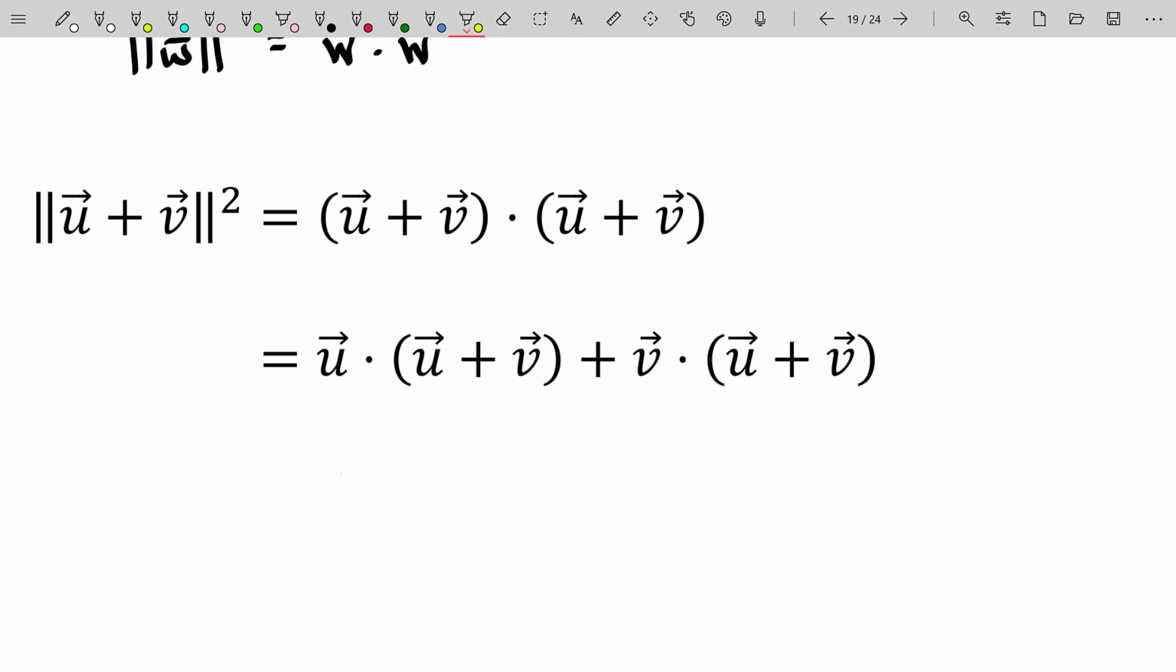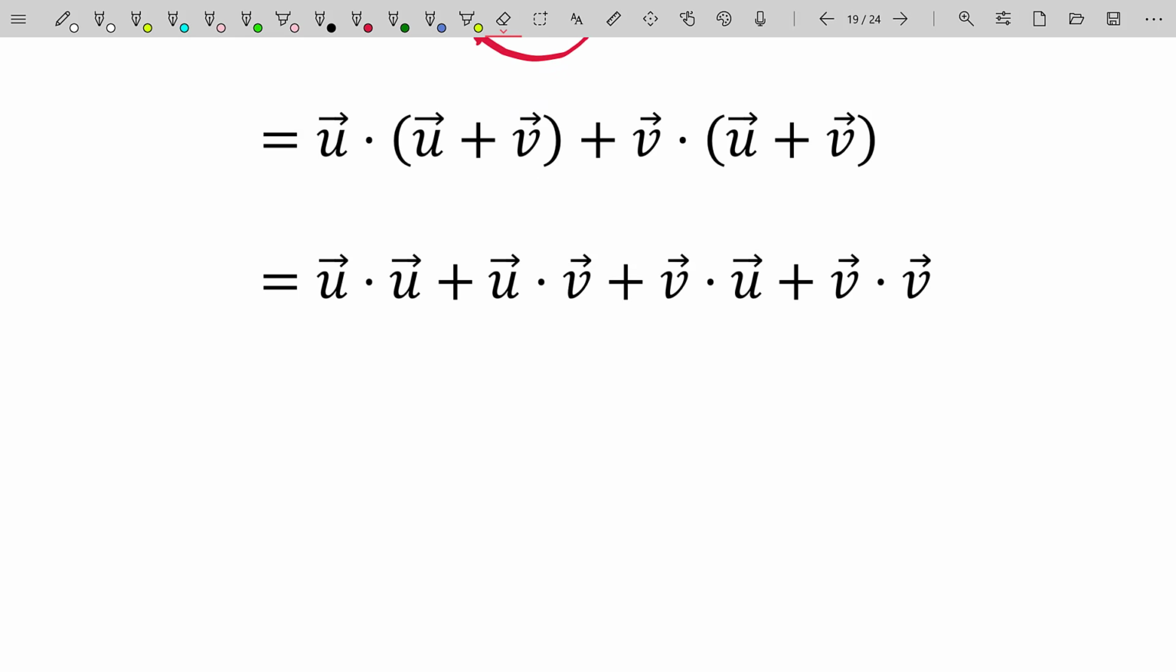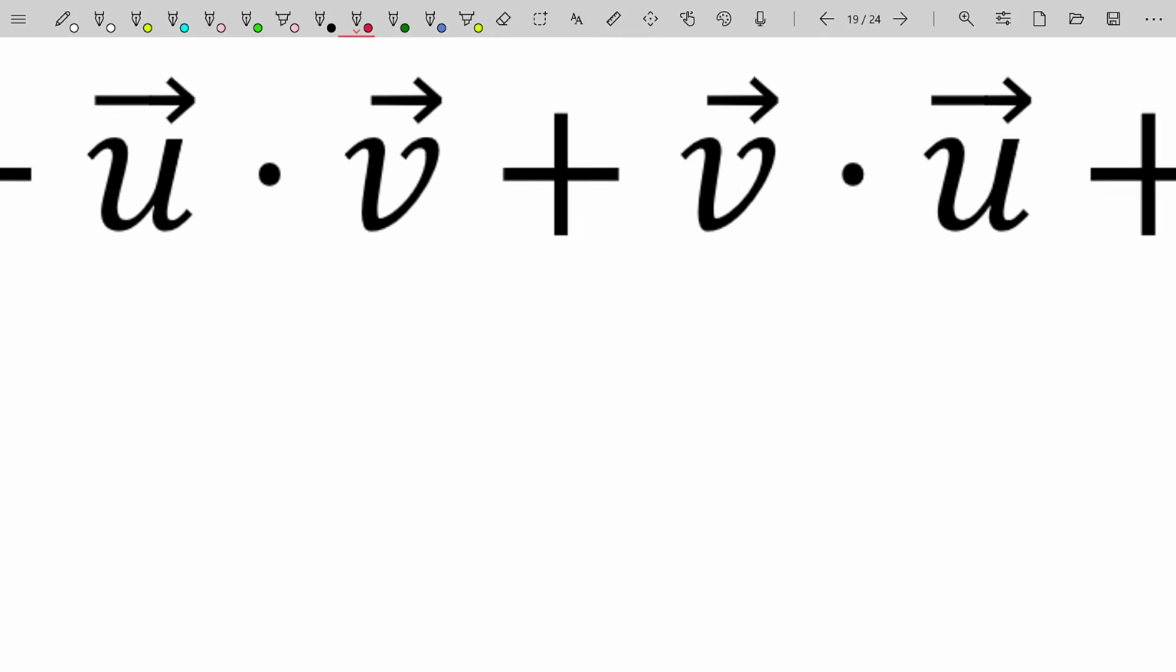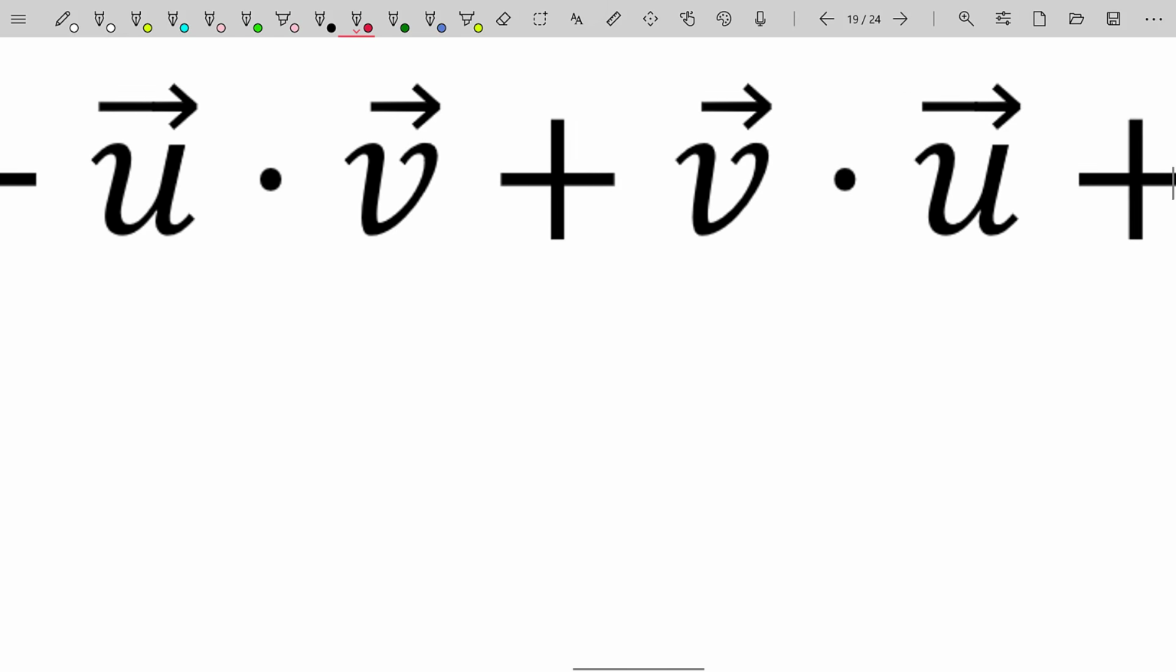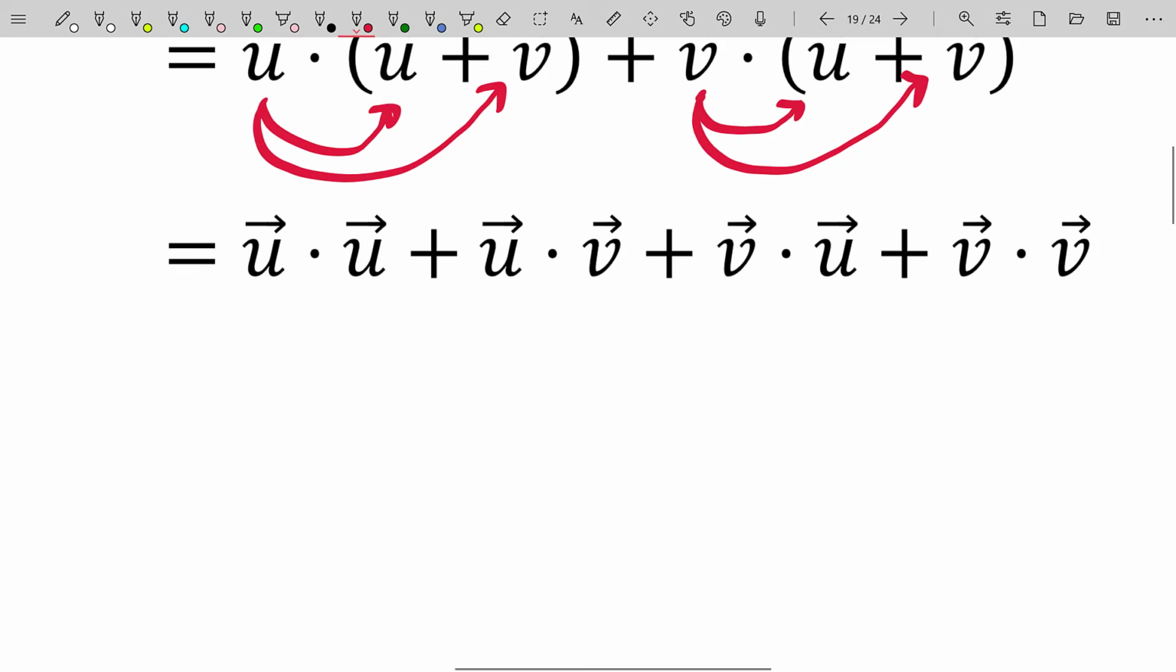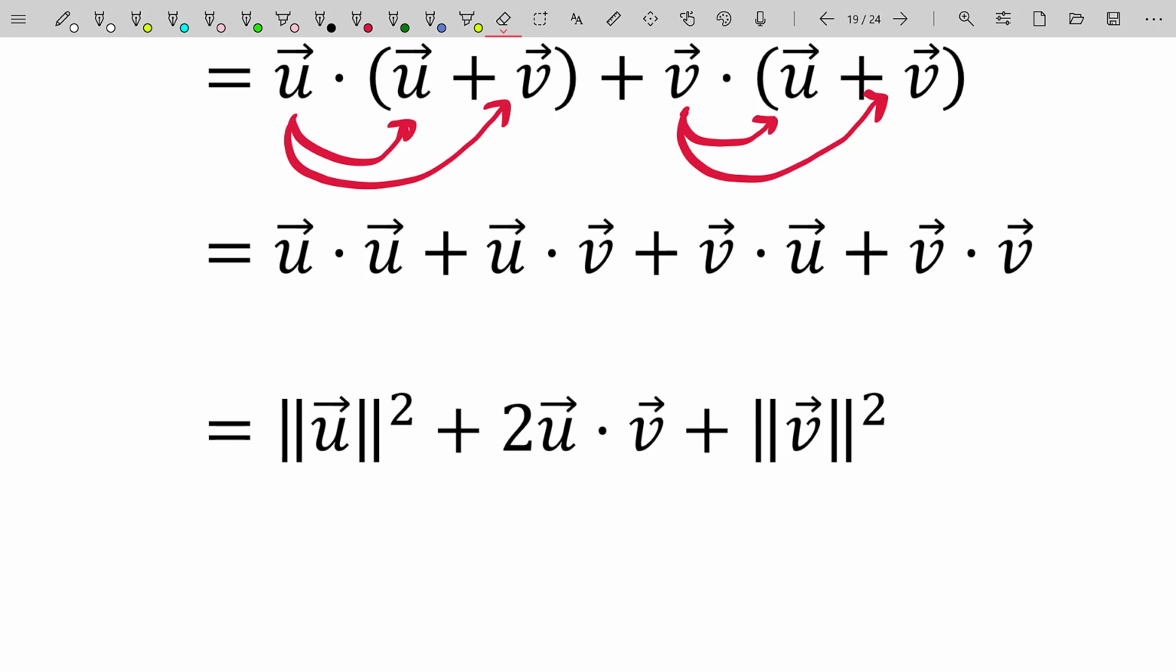So all I'm doing here is I'm taking this u plus v on the back end and distributing it to each of these two vectors right here. Then I do another distribution process, distributing this u across to each of these and this v across to each of these. And we happen to know that the dot product has the commutative property. So u dot v is the same thing as v dot u. And again, a vector dotted with itself is just the magnitude of that vector squared.